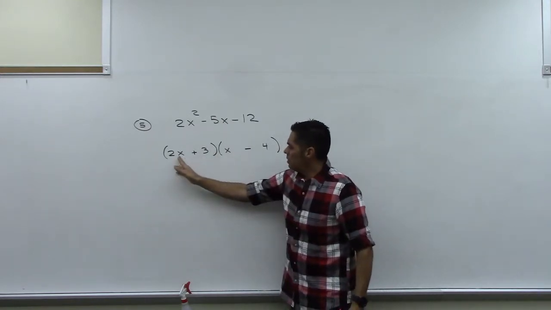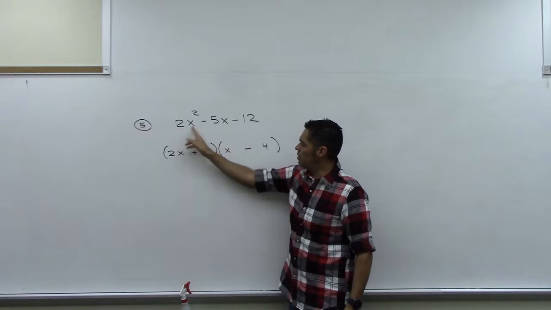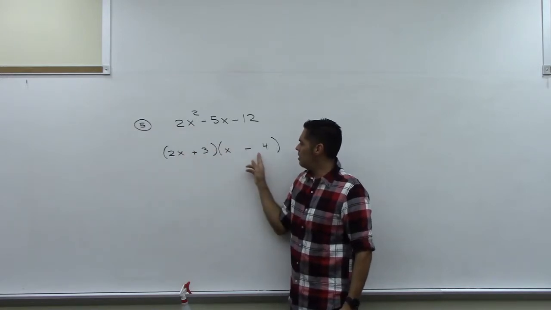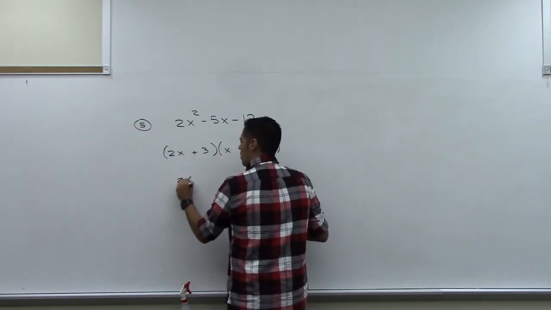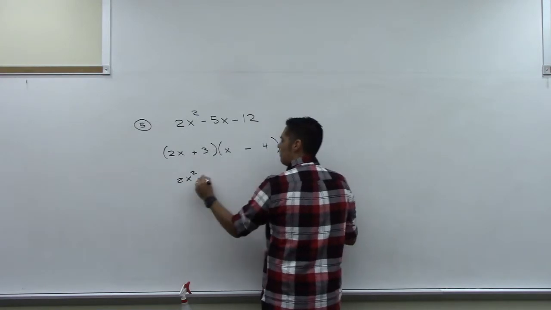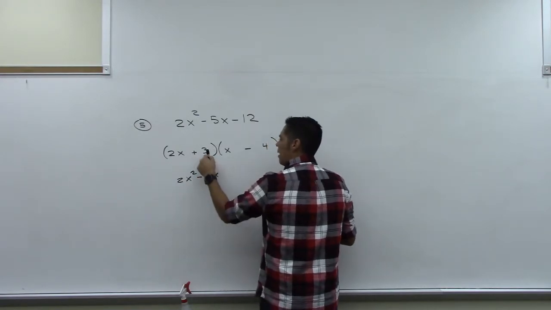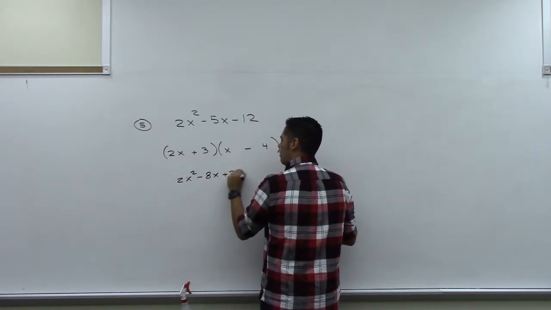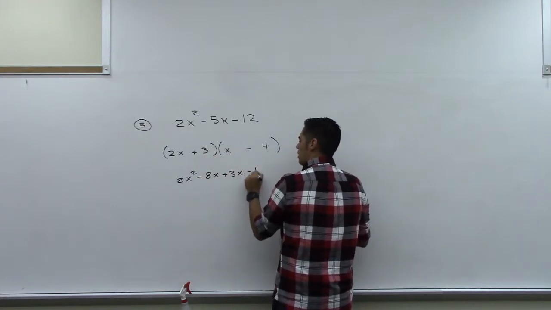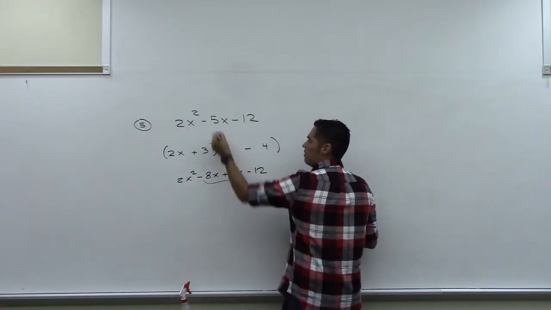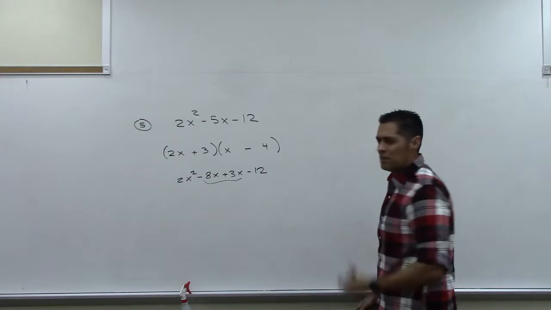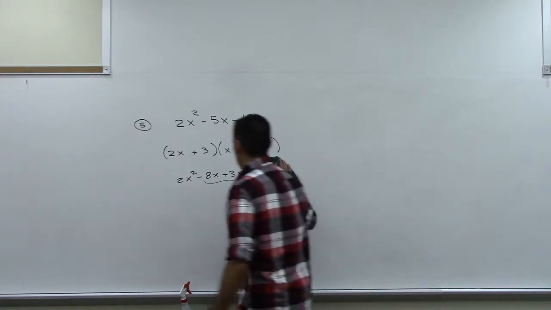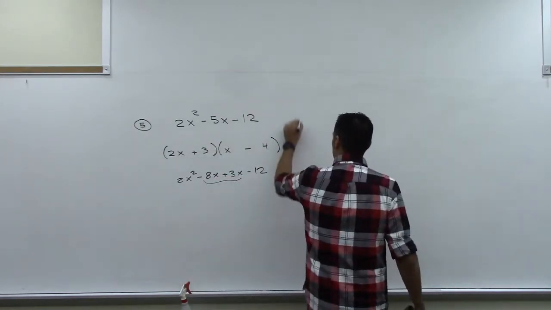Let's try it. 2x times x is 2x squared. 2x times negative 4 is negative 8x. And then positive 3x in the middle. And then minus 12 on the end. And then these two together become this. So that works. That's the trial and error method. And again, the more of those you do, the faster you get.